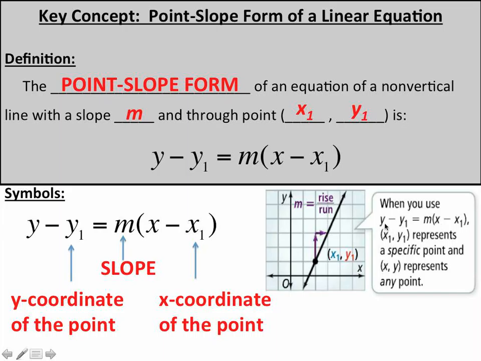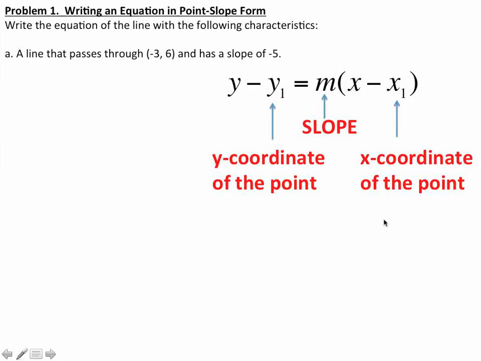So they will stay there because they represent any point. So my final answer will have x's and y's in it. Okay? And those x's and y's would be this x and this y. So when I do point-slope form, there'll be a number for m, a number for x1, a number for y1, an x, and then a y. Okay? All right, here we go.